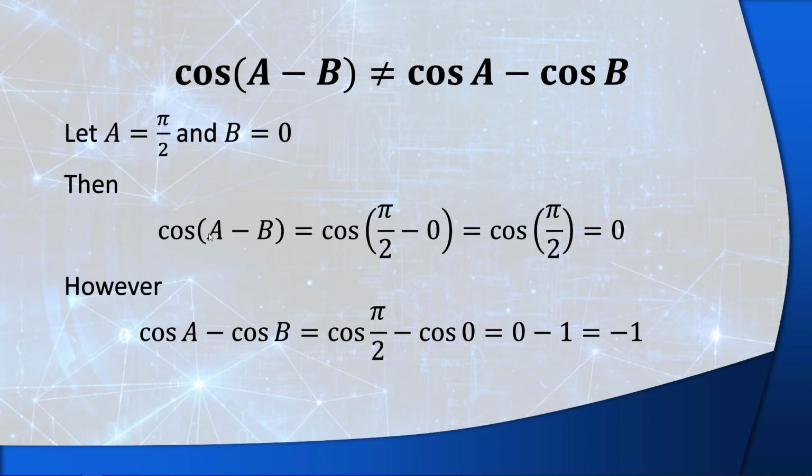Then cosine of a minus b is the cosine of pi over 2 minus 0, which is the cosine of pi over 2, which is 0. However, the cosine of a minus the cosine of b is going to be the cosine of pi over 2 minus the cosine of 0. Cosine of pi over 2 is 0. Cosine of 0 is 1, so that becomes 0 minus 1, which is negative 1, and they are not the same.